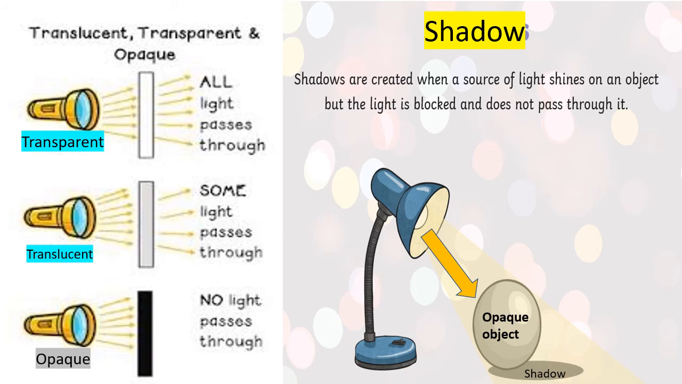Shadow. What is a shadow? Shadows are created when a source of light shines on an object, but the light is blocked and does not pass through. So some objects are transparent. That means that all light passes through, like a window. Some are translucent, that means some light passes through, and some are opaque, which means no light passes through. So that's solid objects that are not clear. So notice in the picture you have light shining on the opaque object and you see a shadow.